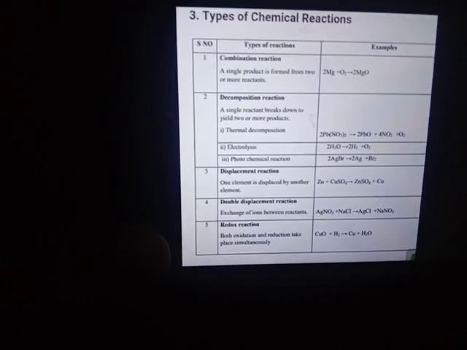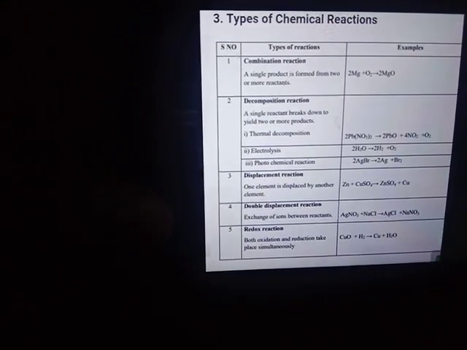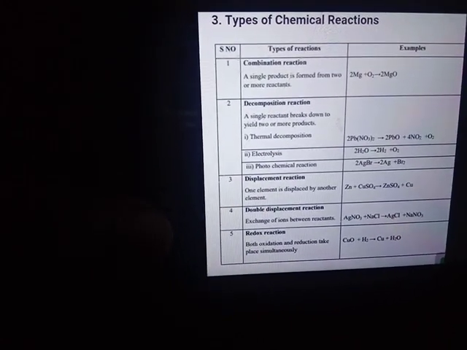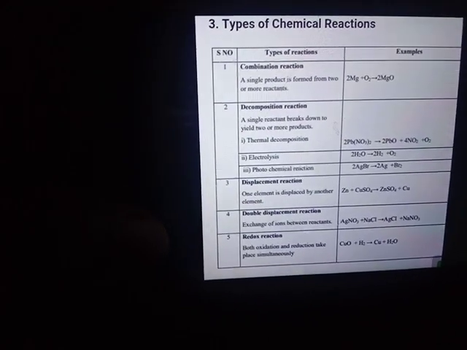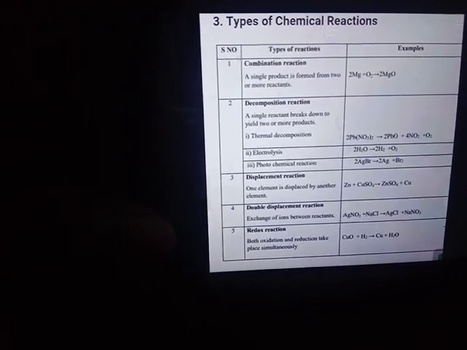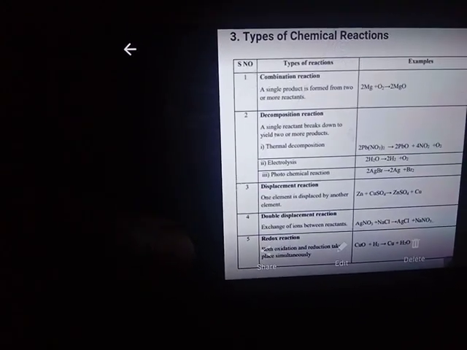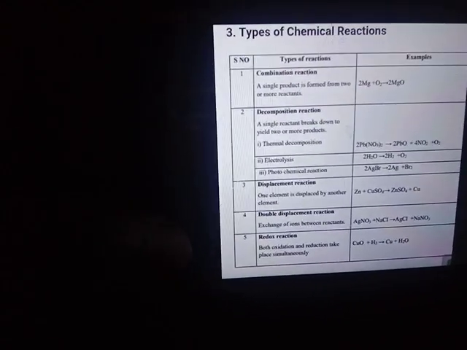Next is displacement. One element is displaced by another element. So Zn can displace copper: ZnSO4 plus Cu. Next is double displacement, exchange of ions between reactants. So both will exchange here: AgNO3 plus NaCl gives AgCl plus NaNO3. And redox reactions, finally, where both oxidation and reduction take place simultaneously. Okay, since you are asking doubts, I am explaining it again.